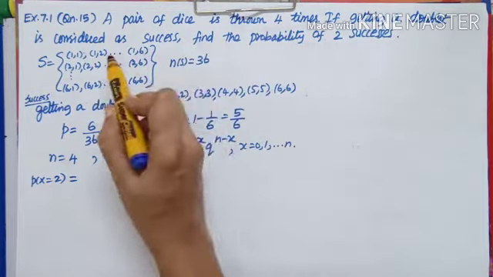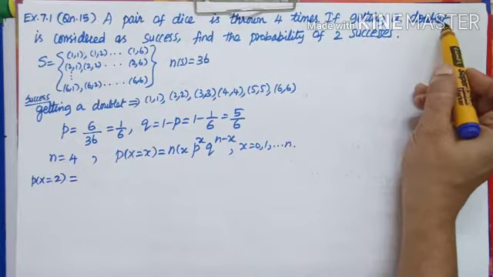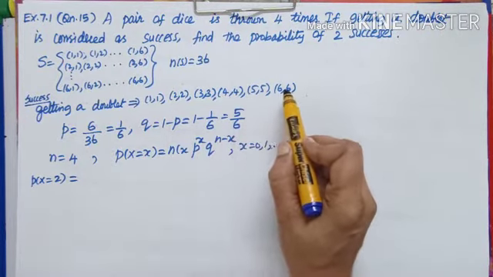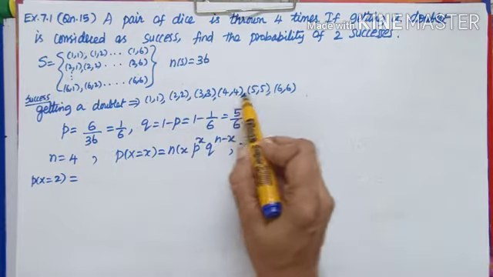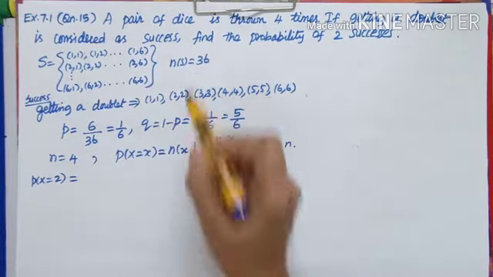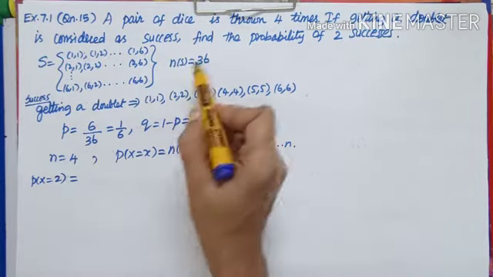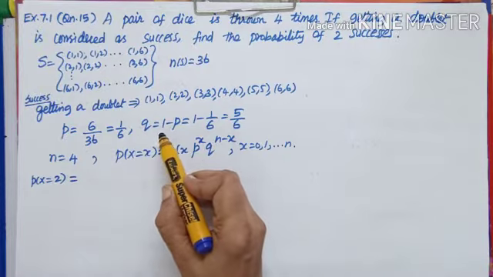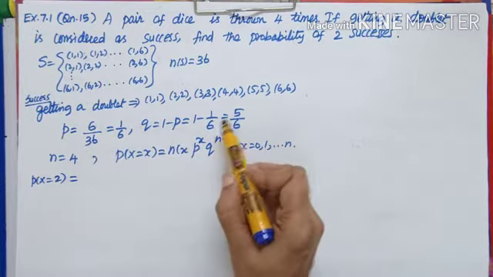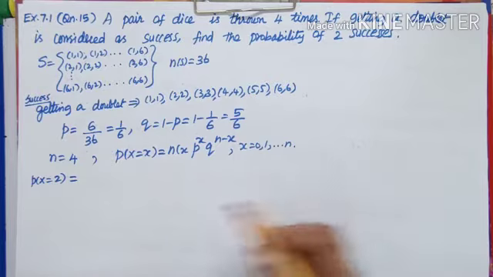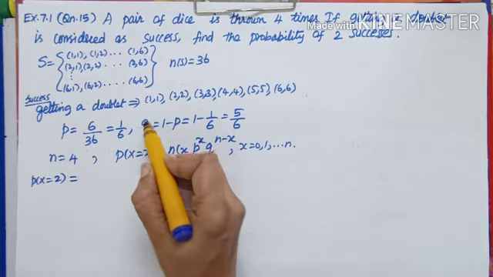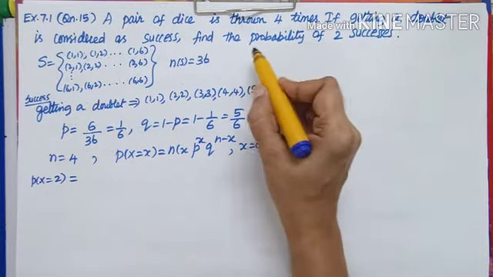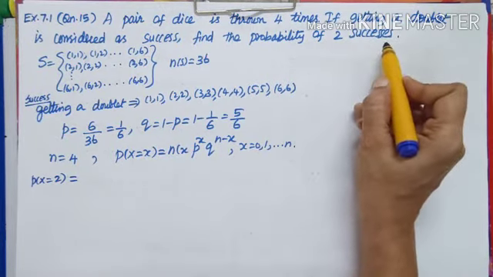Getting a doublet is considered a success. What do you mean by the word doublet? Same number: 1,1, 2,2, 3,3, 4,4, 5,5, 6,6. There are 6 possibilities out of 36. So the probability of success is 6 out of 36, that is 1 by 6. Q is 1 minus P, that is 1 minus 1 by 6, which is 5 by 6. We know N, P, Q. Write down the binomial distribution, and the question is to find the probability of 2 successes.